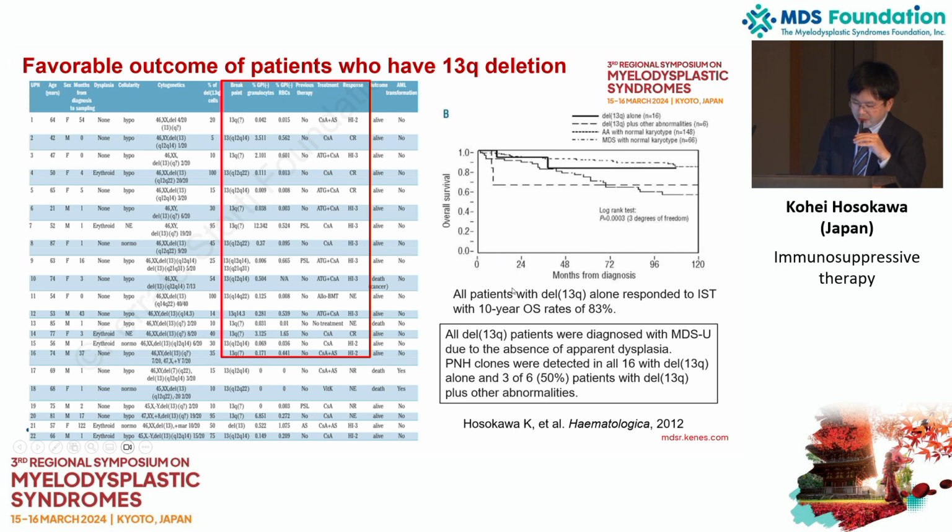So all patients with deletion 13q alone responded to IST, and the 10-year overall survival rate is 83%, which is more comparable to the result of aplastic anemia.